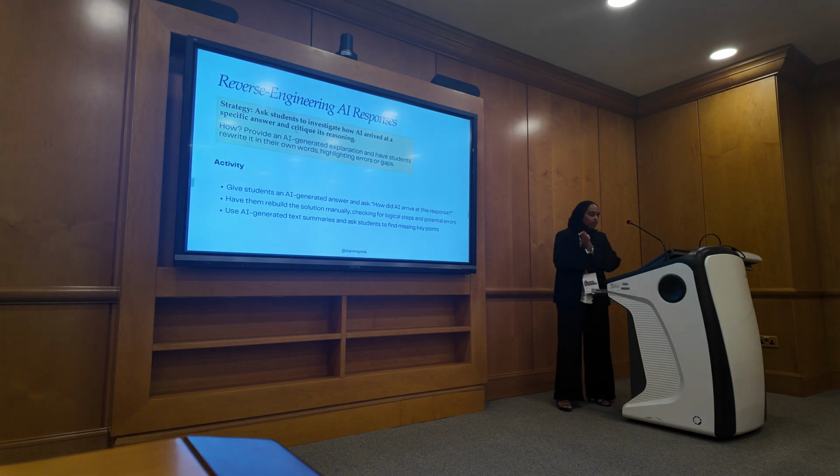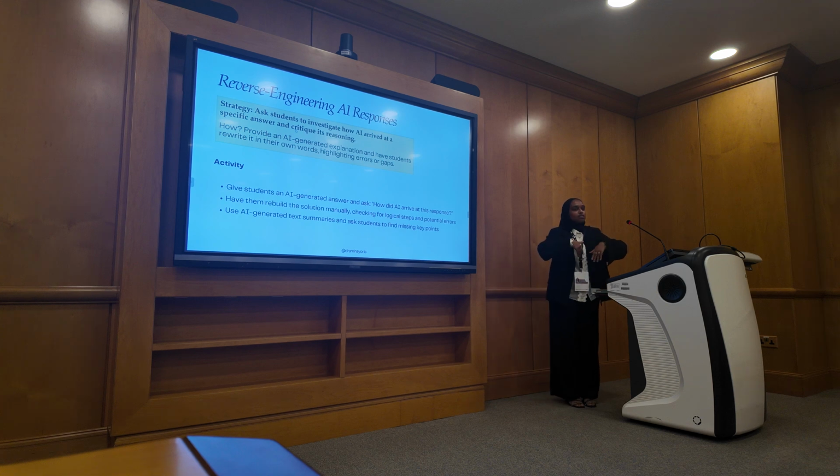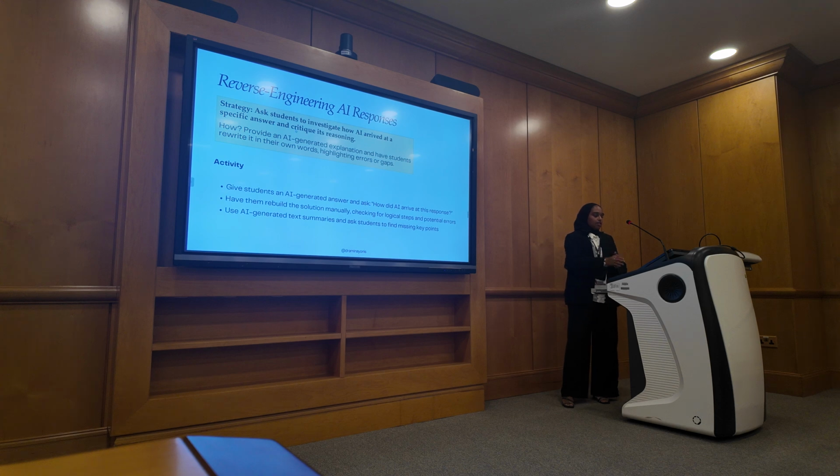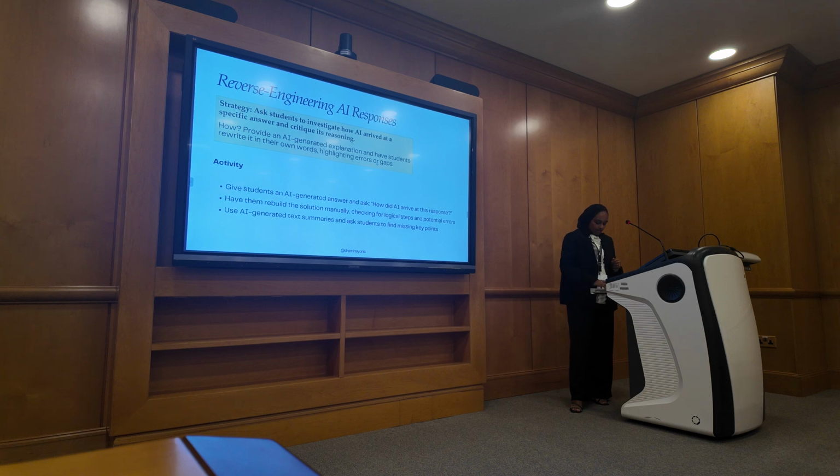So the third one is reverse engineering AI responses. So this is where you want to think backwards. So we got the answer, great. How did it get there, basically? So you're thinking backwards. And what you can do is put purposeful gaps, for example, purposeful mistakes, and get them to figure out how they got there, and the steps.